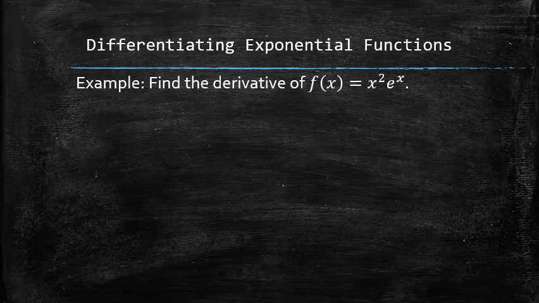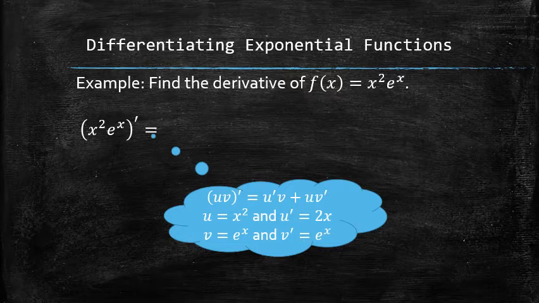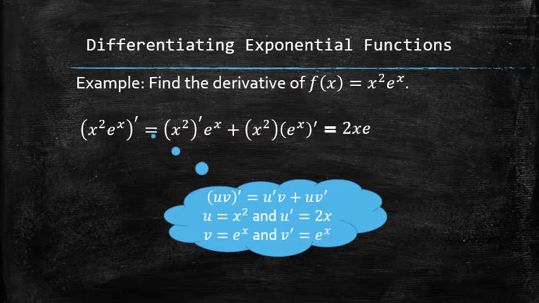We start the differentiation process by recognizing that we are differentiating a product of two functions. So we apply the product rule, for which we know how to determine all the components. So we get the following answer.